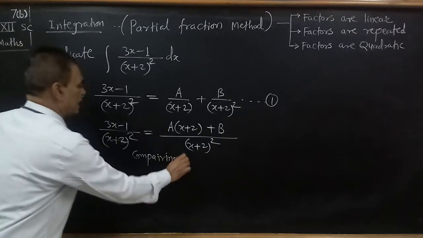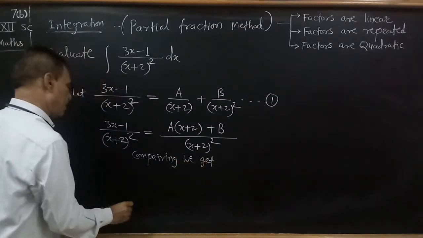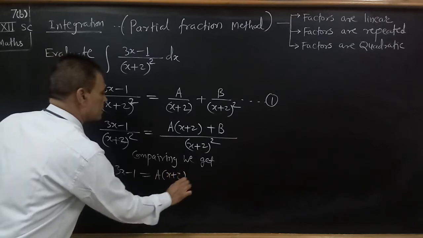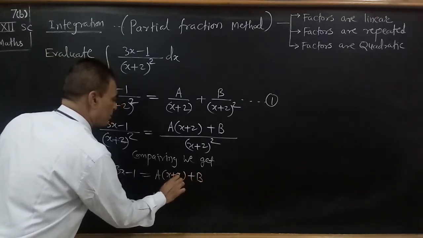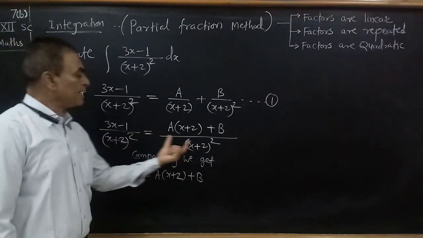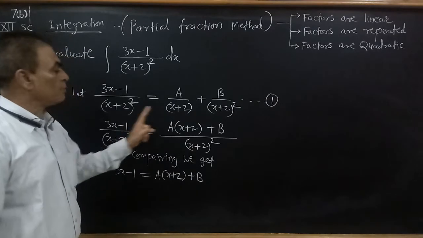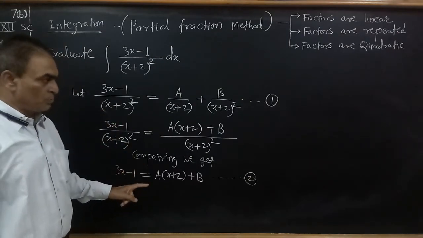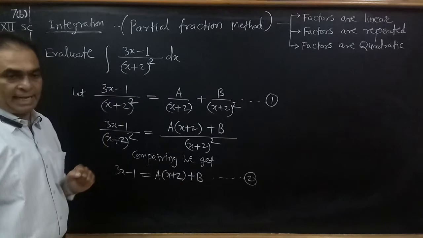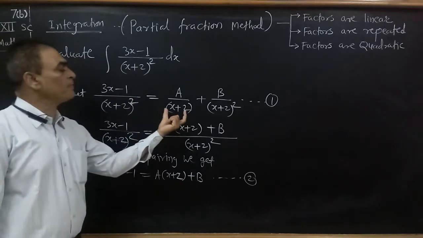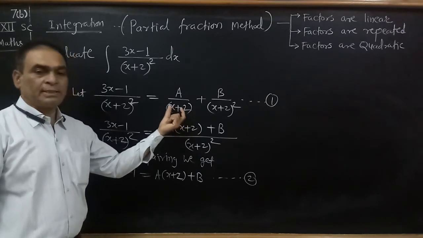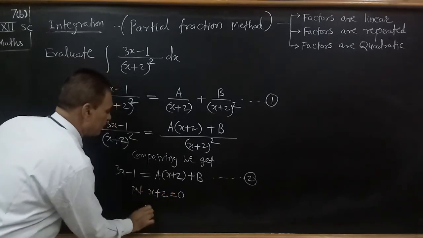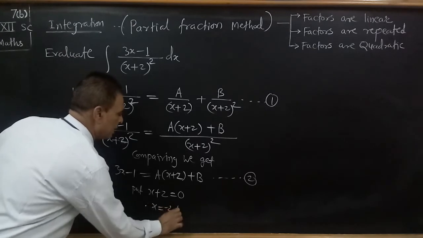Comparing, we get 3x minus 1 equals A into (x plus 2) plus B, because the denominators of the left hand side and right hand side are equal, therefore the numerators must be equal. You will get equation number 2. From equation number 2, find the values of the constants A and B. For that purpose, observe the first factor, one of the factors x plus 2. That's why put x plus 2 equal to 0, therefore x is equal to minus 2 in equation 2.